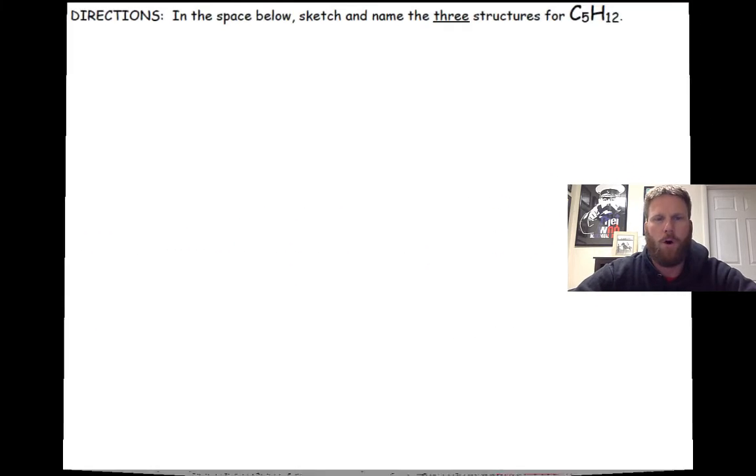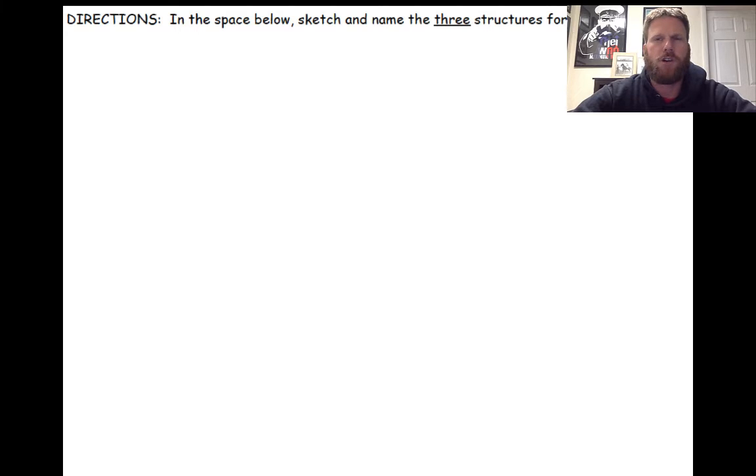Let's try a couple more. Let's draw the 3 structural isomers for C5H12.